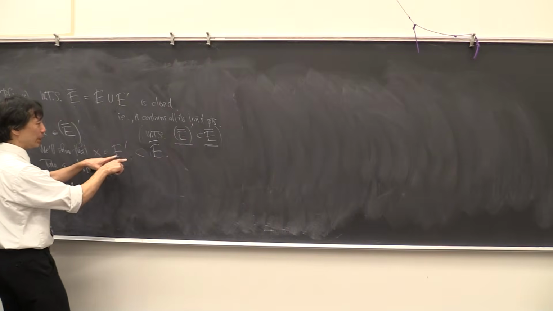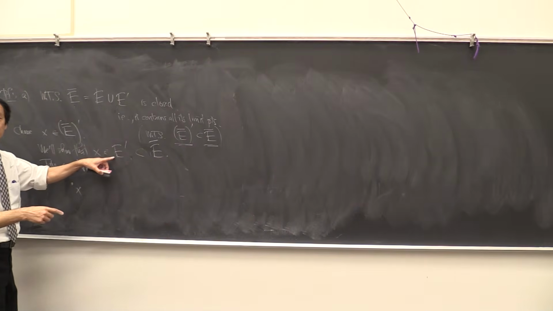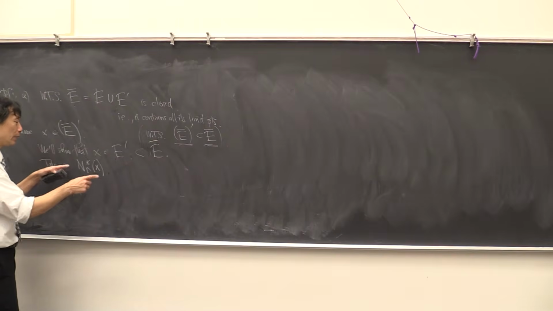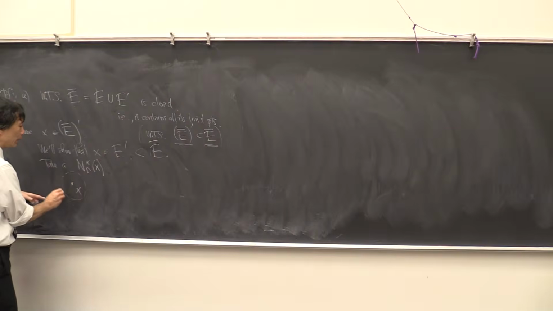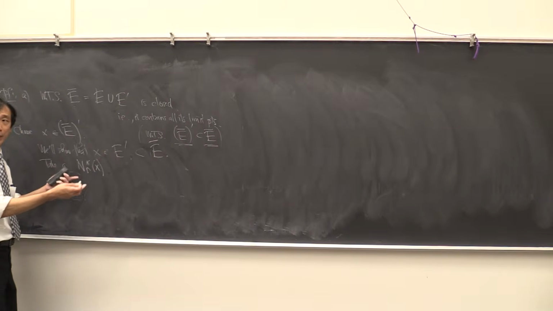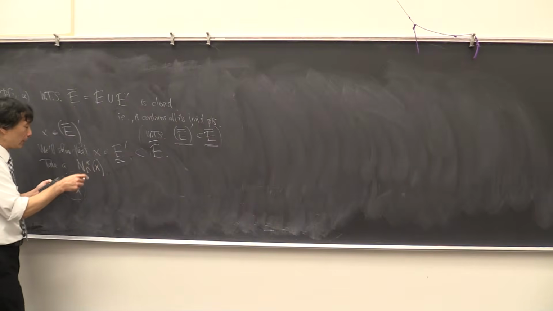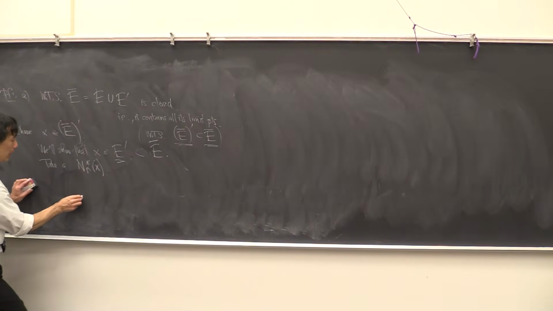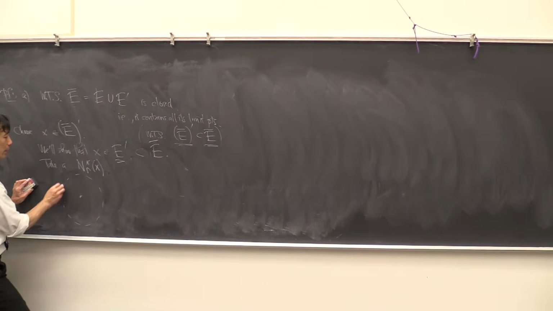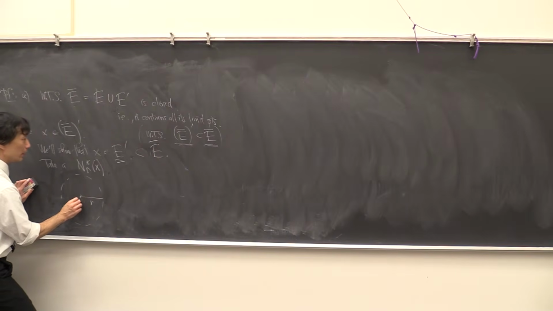We're hoping that there'll be some element of E inside there. As long as we can guarantee that there's an element of E inside there, that means we've shown that every punctured neighborhood contains an element of E. In other words, that this point is a limit point of E. So take any punctured neighborhood around X.